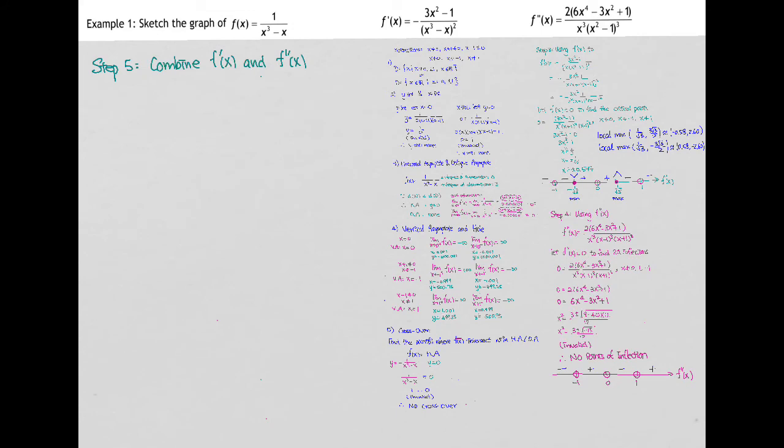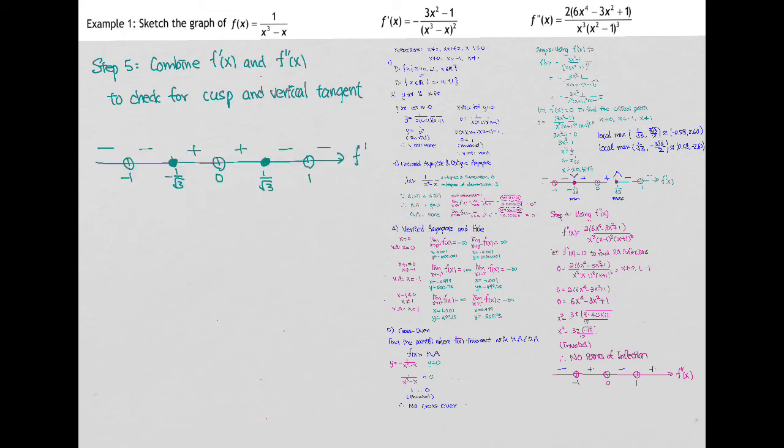Step 5, we're going to combine the number lines for f prime and f double prime to check the location for the cusp and vertical tangent if they exist on the graph. First, let's write down the number line again for f prime and f double prime. According to each critical point and restriction, we are going to cut them into different regions. Next, since I cut this one interval into 2, I'm going to rewrite a positive sign here and a negative sign here. Now let's identify the shape of each interval of the function.